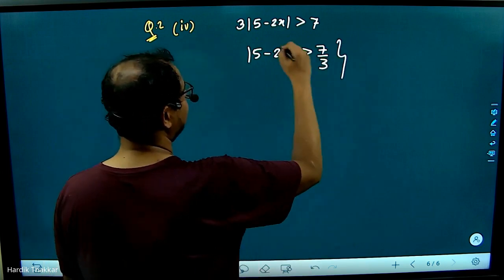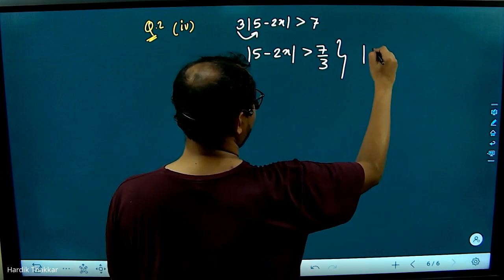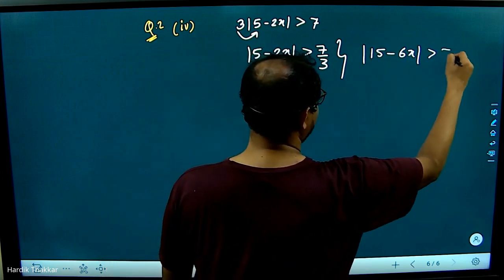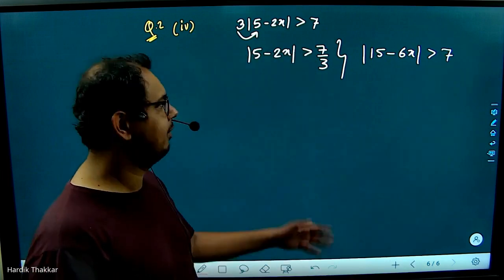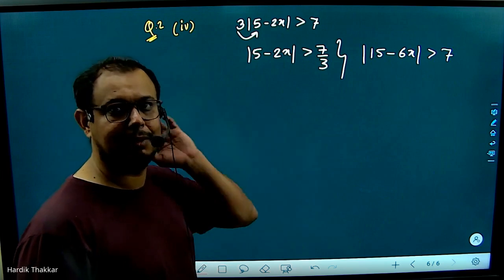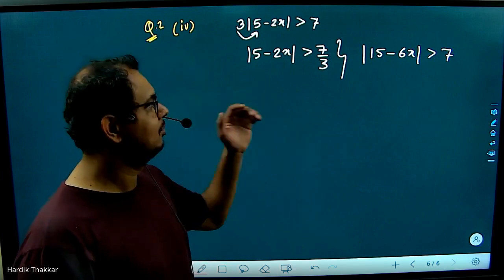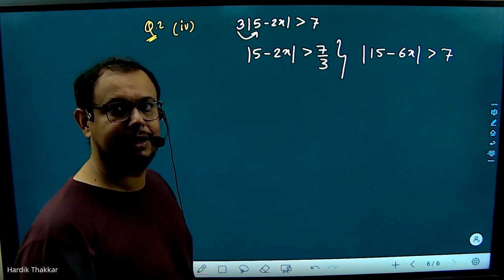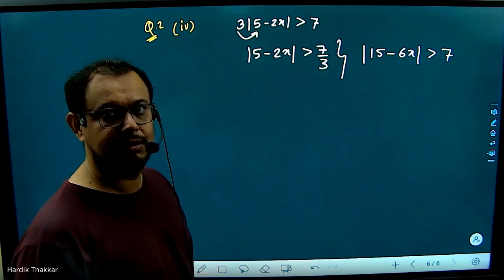Or we can also just put this 3 inside the mod. So it will be mod 15 minus 6x greater than 7. We can also start with this. Both are correct. Further, this way of solution will be the same as we have done in the previous question. Okay. So can we leave this and start with the next part? Yes, sir.